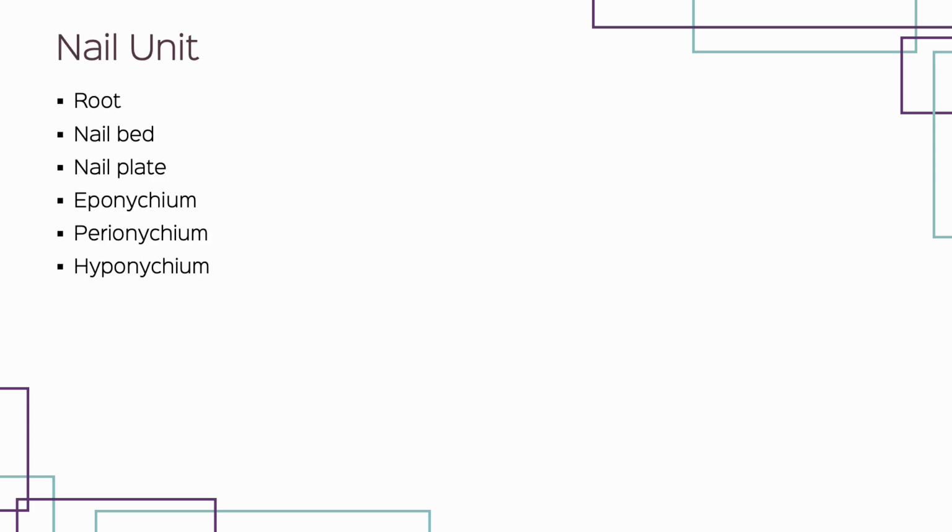The nail is made up of 6 parts. The root is the part that extends into the skin. The nail bed is the area that the nail lays on. It extends from the lunula to the hyponychium. This is the pink part of your nail, which gets its color from the blood vessels, nerves, and melanocytes. The nail plate is the actual nail made of translucent keratin.